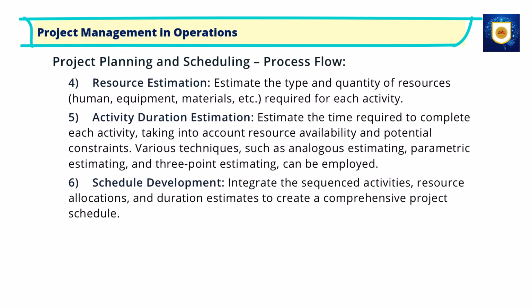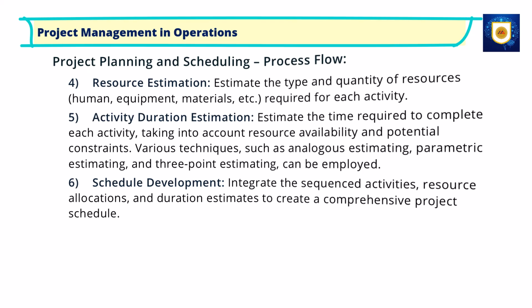4. Resource estimation, estimate the type and quantity of resources, human, equipment, materials, etc., required for each activity. 5. Activity duration estimation. Estimate the time required to complete each activity, taking into account resource availability and potential constraints. Various techniques, such as analogous estimating, parametric estimating, and three-point estimating, can be employed. 6. Schedule development, integrate the sequenced activities, resource allocations, and duration estimates to create a comprehensive project schedule.